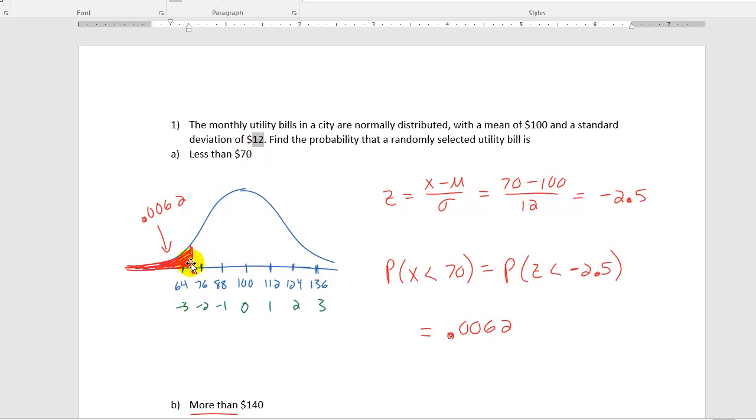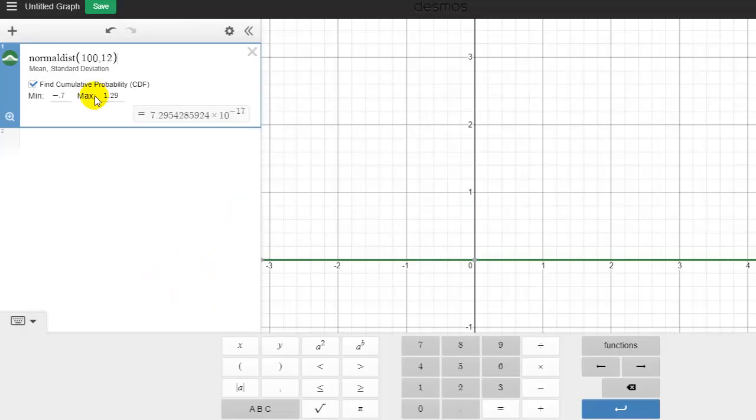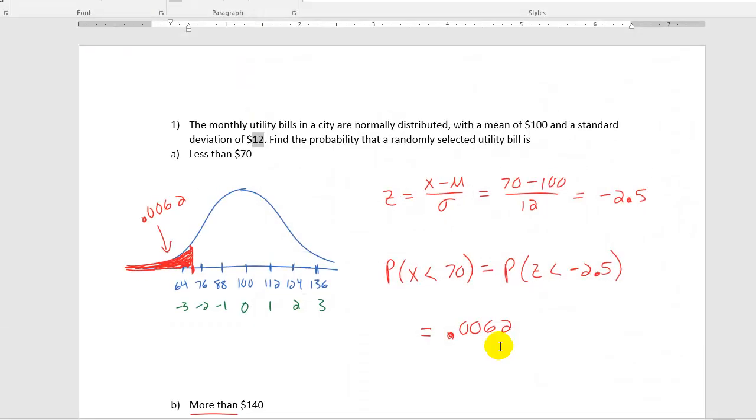So I'm going from 70 all the way down as far as I can go, like to negative infinity. So I'm going to have negative infinity, and I'm going all the way up to $70, and that will be the value, the area under the curve for that particular question. So we're seeing 0.0062, right? Or if we multiply by 100, that's 0.62%, and that is what I got from the table.